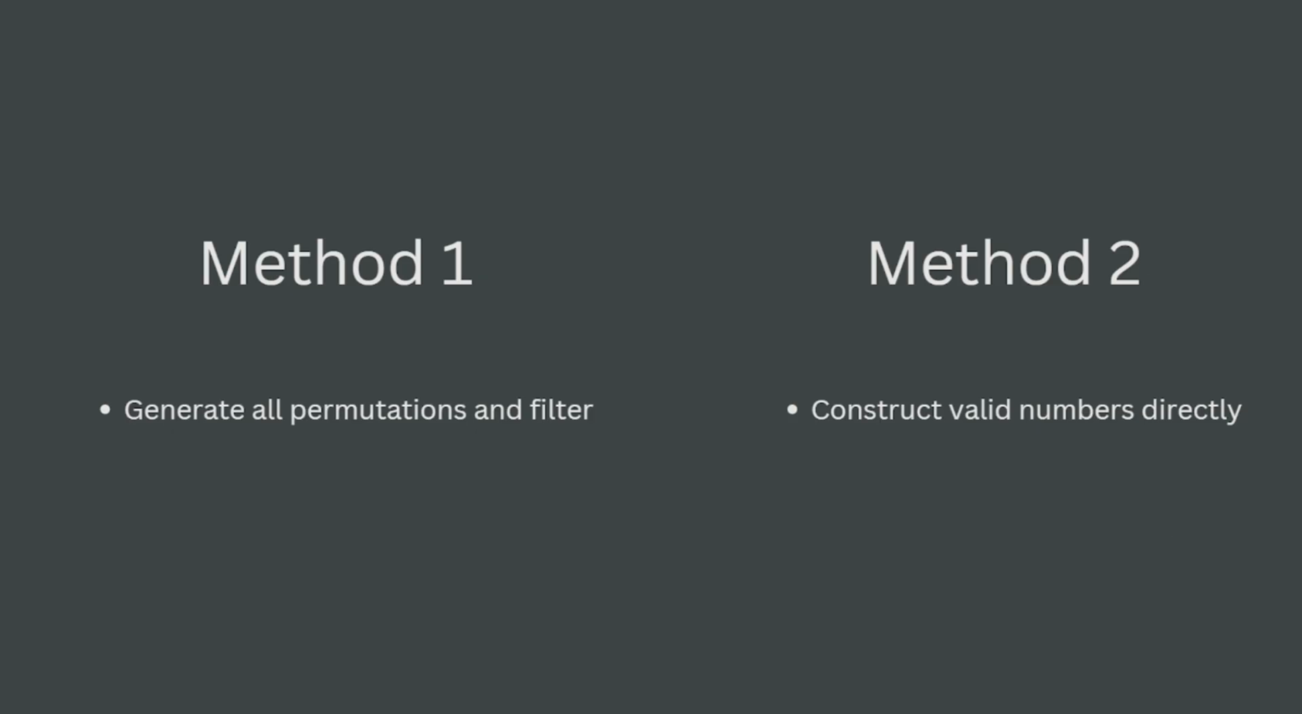So now you have already understood method 1, to generate all the permutations and then filter. Now there is another method which is more efficient compared to method 1, where you can construct valid numbers directly. You don't have to generate all the permutations and then filter out; rather, just focus on constructing valid numbers. As you have understood method 1, I want you to try method 2.